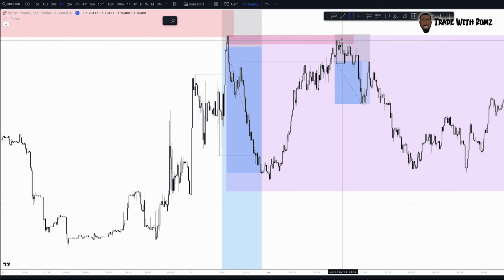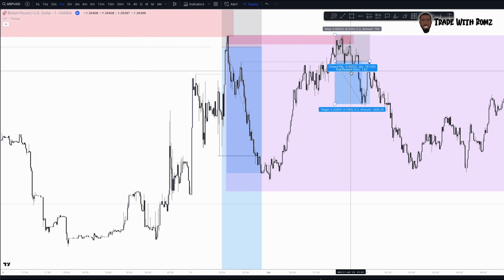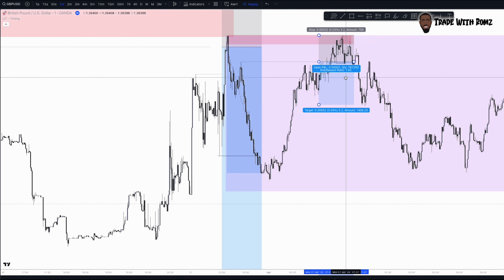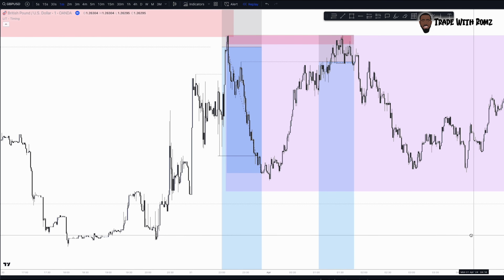entry point, say within this premium area of the range there. It's just the same thing over and over again. But let's put that as an entry here. Again, the stop loss would have to be a good size so that spread doesn't take you out.